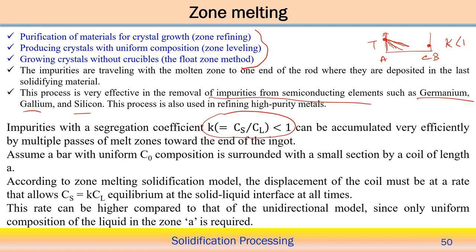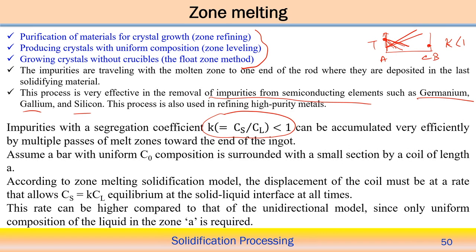I mean to say that if the slope is something like that, in the binary alloy system, then in this case the melting point of A is less than the melting point of B. In that case, we can say theoretically that zone melting will be efficient when k is greater than 1. So, from that point of view, we can say whether k less than 1 or greater than 1 is effective for the zone melting operation.